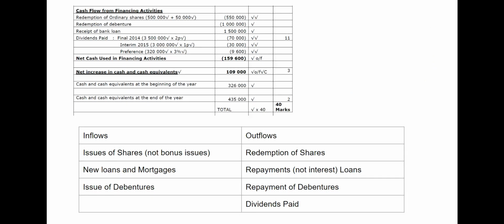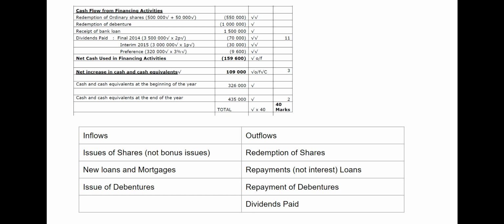Okay, what we're looking at in this section are mainly three types of inflows. We've got the issue of shares, which would be an inflow. We don't include bonus issues there because with bonus issues, we're just moving capital from one type of equity account to another type of equity account. So a bonus issue wouldn't be a cash flow. Any new loans or mortgages the business has taken on during the course of the year, and if they've issued any debentures. And then for the outflows, we're looking there at redemption of shares, repayments, not any interest on loans.